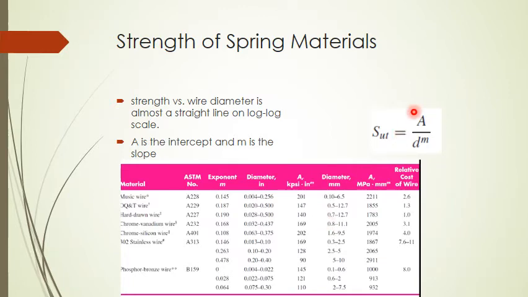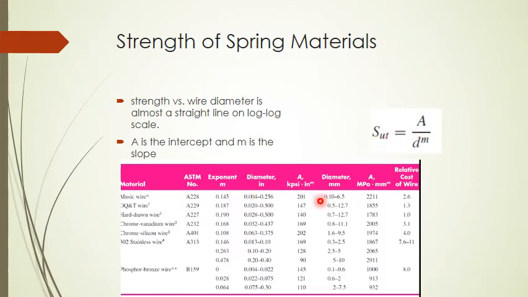So if we draw a graph between these parameters, strength versus wire diameter, on a log scale, then we have a straight line. By drawing this graph, A is the intercept and m is the slope. See this table. We have the properties A and m, and this is the diameter of the wire. So by applying these properties in this formula, we will obtain the strength of the spring.